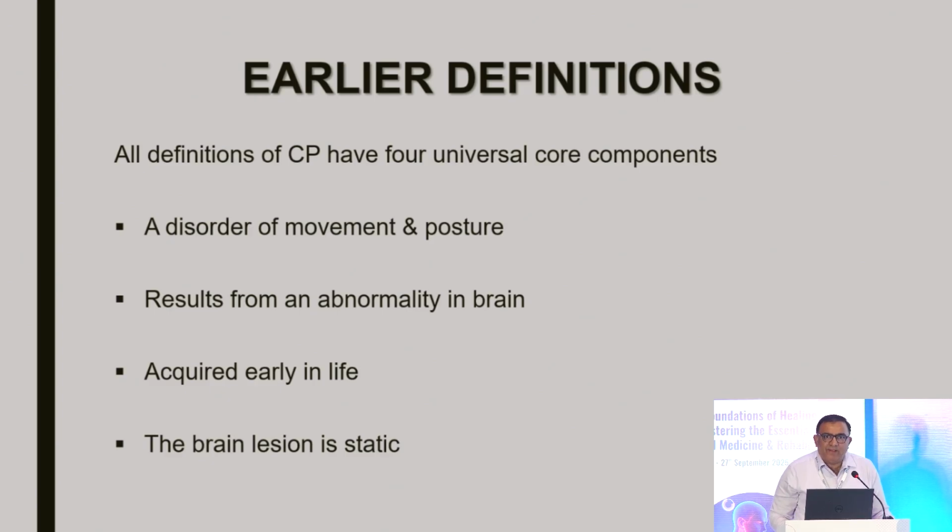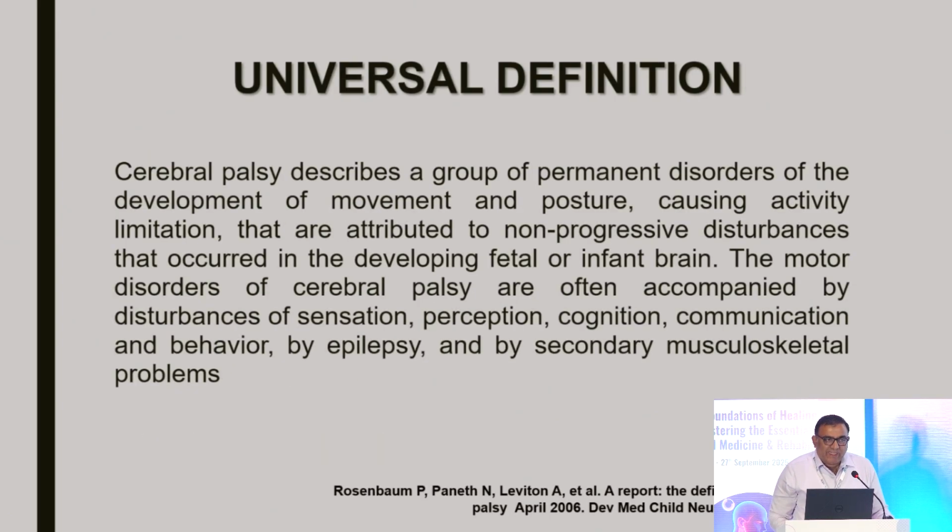When I was a resident, we had many definitions of cerebral palsy. Each specialty textbook had its own definitions. So what we were taught was there are four important components of any definition of CP. One is a disorder of movement and posture, results from an abnormality in brain acquired early in life, and the brain lesion is static. But in 2004, an attempt was made to come out with a universal definition where all the specialties mutually agreed, and this definition came out in 2006, which defined CP as a group of permanent disorders of the development of movement and posture causing activity limitation that are attributed to non-progressive disturbances that occur in the developing fetal and infant brain.